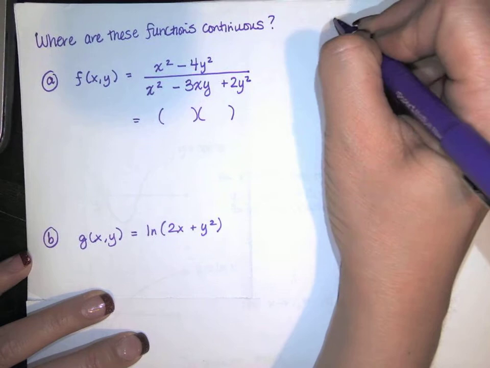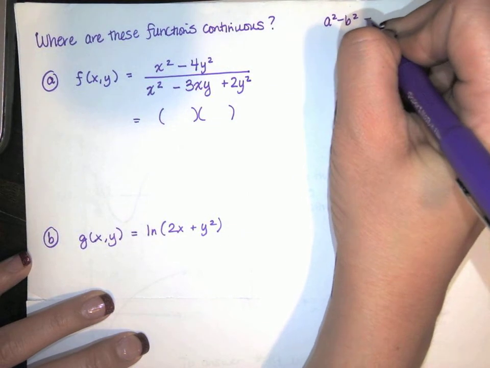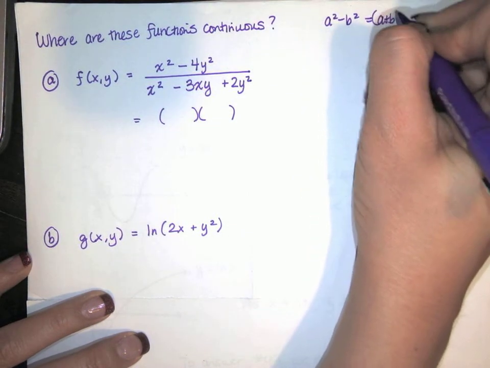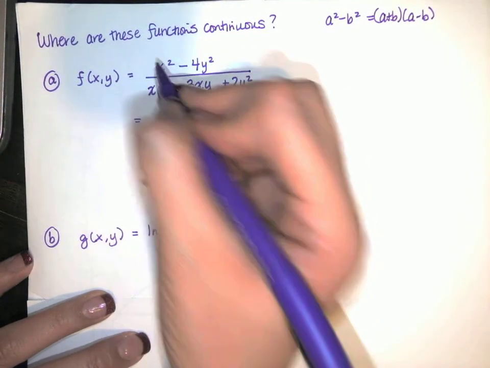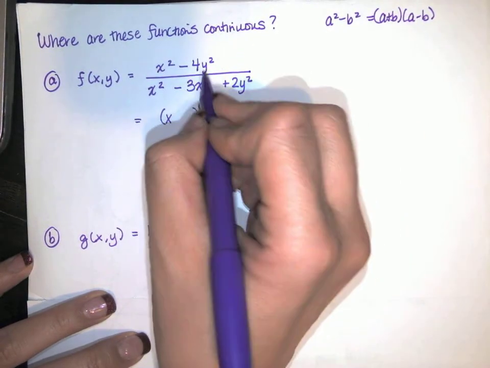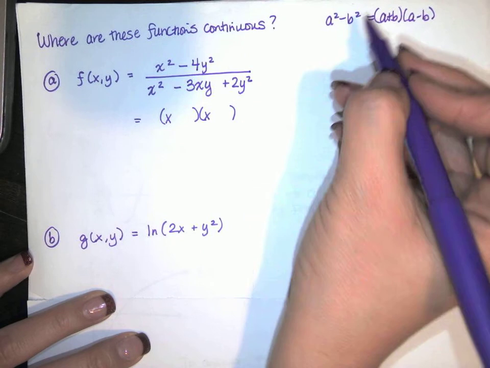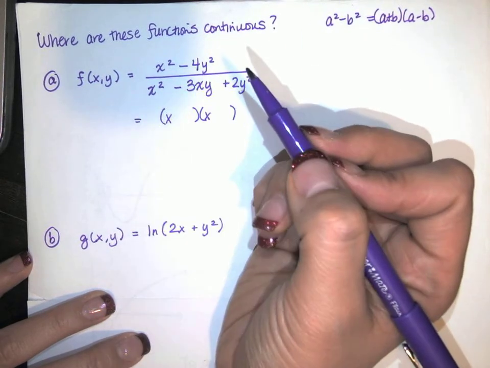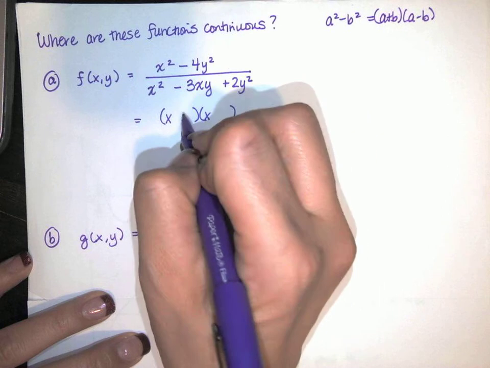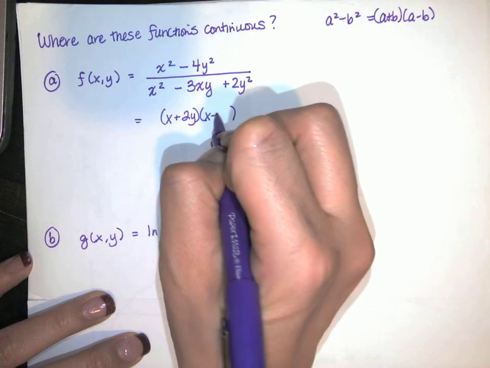That's a difference of squares. Remember from algebra, a squared minus b squared is just a plus b times a minus b. That's all I'm doing here. My a is x. My b squared is 4y squared. So b is the square root of that, so that's a 2y. So I'm going to add 2y and subtract 2y.